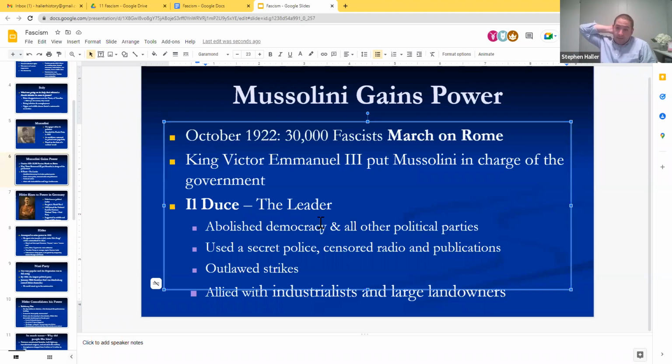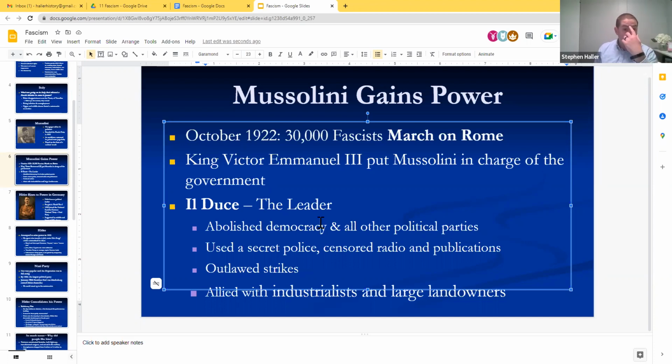Again, the way that they operate and the way that they administer their political power, fascists and communists kind of look and smell the same. They use authoritarian power. They use dictatorships. They use a repression of rights. They use secret police to limit expression. But again, they are diametrically opposed. They do not like one another. Mussolini also uses propaganda very effectively.